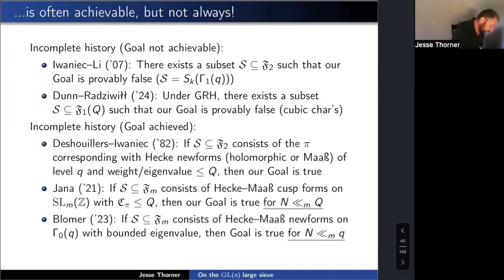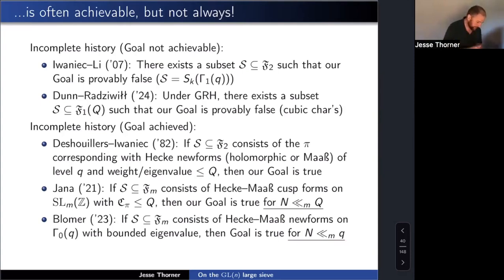And a similar sort of result holds in the level aspect. This is work of Blomer. Now in this aspect, I'm looking at the Hecke-Maass newforms on gamma naught of Q. I'm thinking of their Laplace eigenvalues as being absolutely bounded. In this situation, we're now looking at things in the Q aspect. Q is governing the analytic conductor here. And so now the goal is true, provided, again, that the length of the large sieve is small relative to Q.